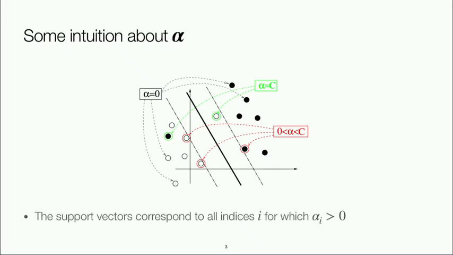Support vectors correspond to all indices i for which alpha i is greater than 0. What's really interesting about that is that in many, many cases, the support vectors are a very small fraction of the overall data points that you have. So if you have n data points, you might only have m support vectors, where m is some way smaller number than n. What does that mean? It means you're going to have mostly alphas that are 0, and only some small number of alphas that are greater than 0, between 0 and c.